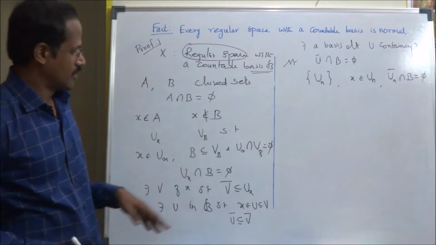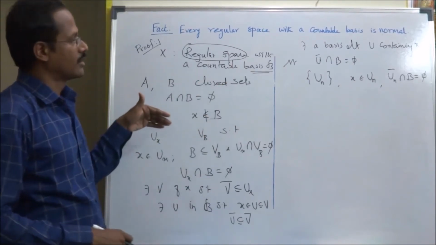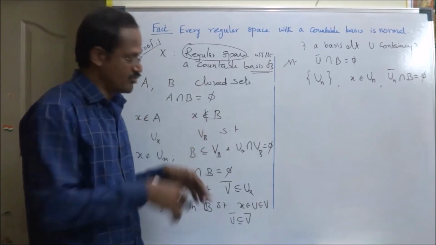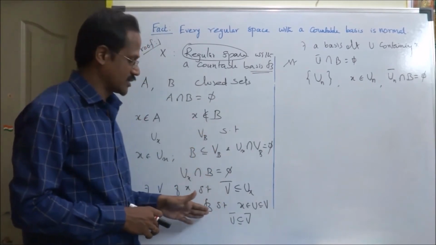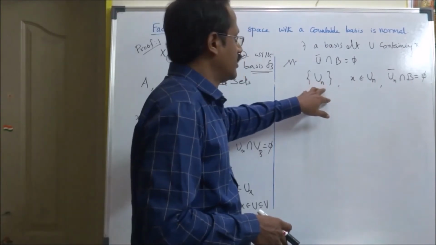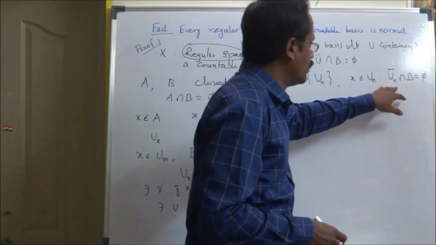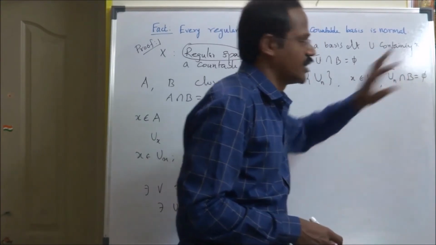Because every time, even though you are varying the point over A, there is a basis element in the basis, which is a countable collection. Therefore, we get a countable collection from the basis, each one containing a point x, and each Un closure is disjoint from B.